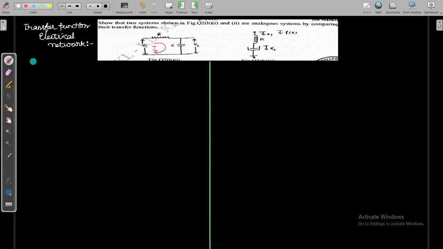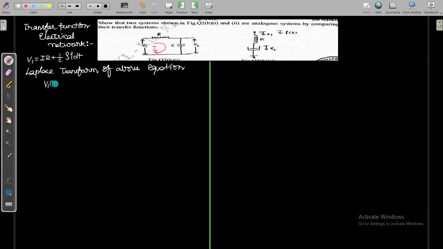What is the loop equation? V1 is equal to I into R plus 1 by C into the integral of I dt. That is the relation between voltage and current in the case of the capacitor, which you already know. Let us take the Laplace transform of this equation.